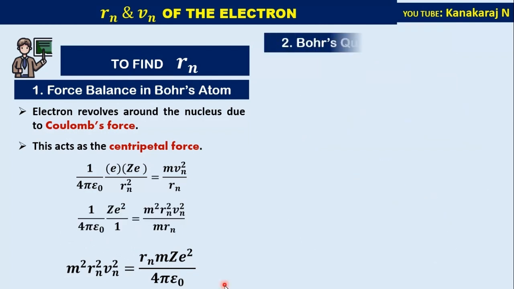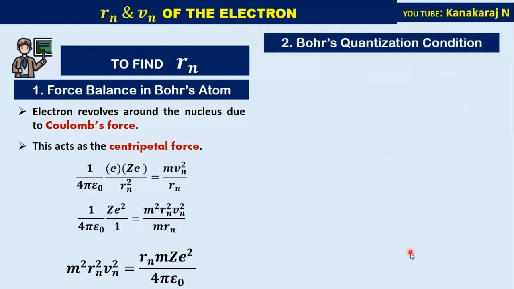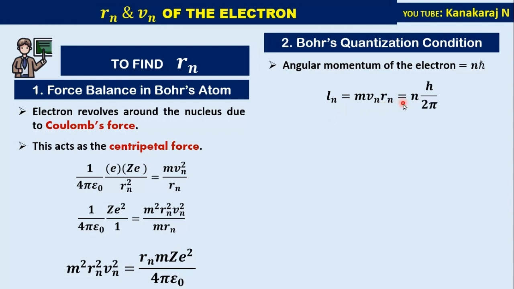Quantization, Bohr's quantization condition. Angular momentum of the electron in the nth orbit equals n h bar. The angular momentum is given by Ln equals m Vn Rn, which equals n times h divided by 2 pi. The h bar is replaced by h upon 2 pi. So, m Vn Rn squared we found.